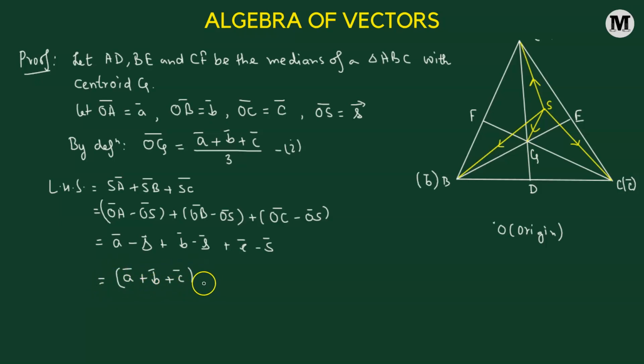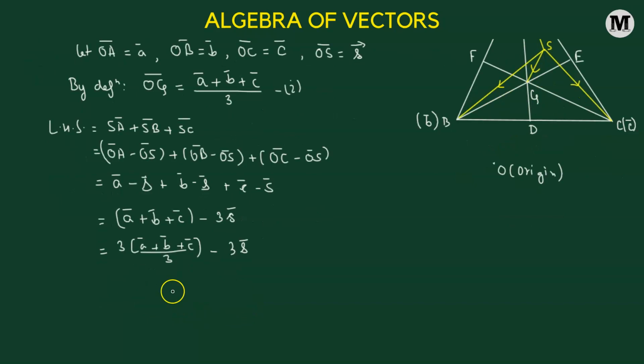From this we're going to subtract 3 times vector S. Now we can rewrite vector A plus vector B plus vector C as 3 times vector A plus vector B plus vector C, divided by 3. Since 3 is an extra factor that we're multiplying with, we need to divide by 3 also. So minus 3 times vector S. However, vector A plus vector B plus vector C divided by 3 is nothing but the position vector of the centroid. So that means we have 3 times vector OG minus 3 times vector S.